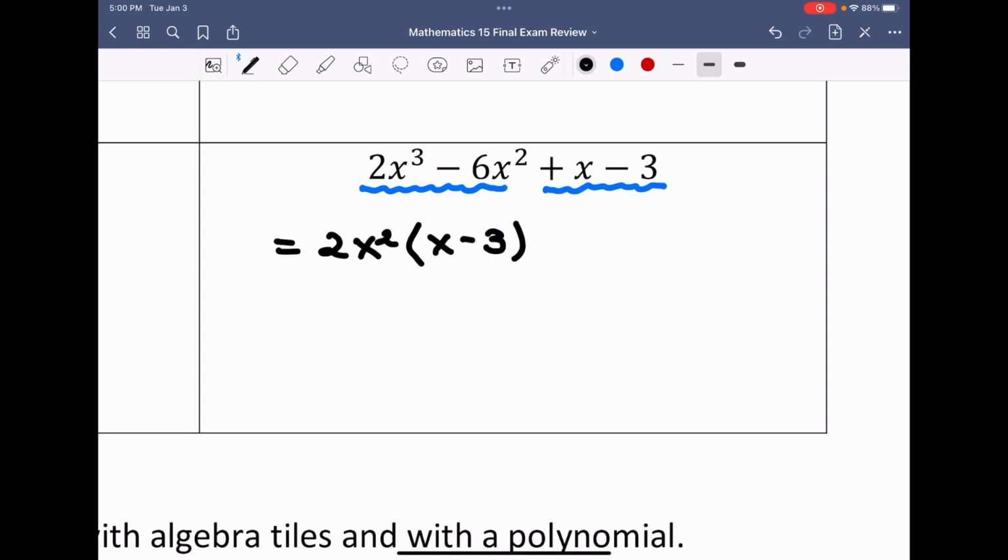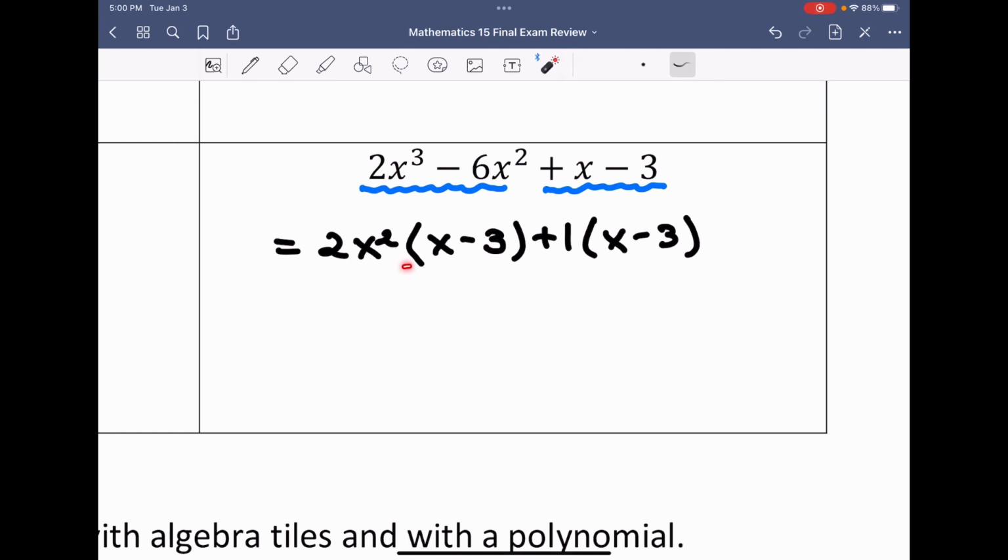X squared divided by x squared, or if I take an x squared off of this, it's just leaving me with that. And then now, with this next one, what is a greatest common factor I can take off of x minus 3? Well, they at least share 1 together. So what I can do is actually just write +1 and then leave it exactly how it is.